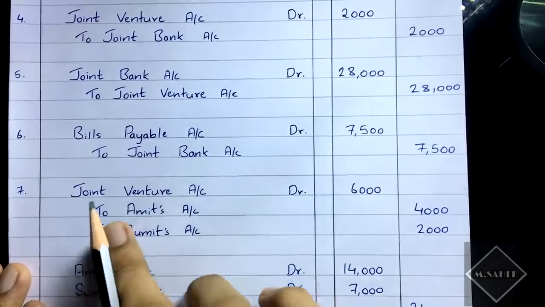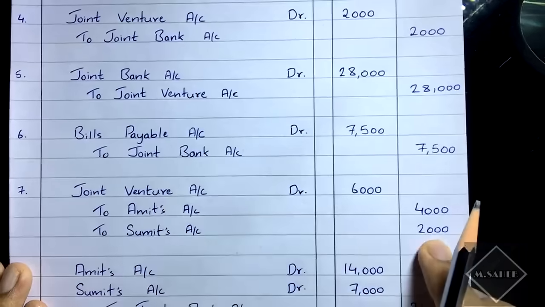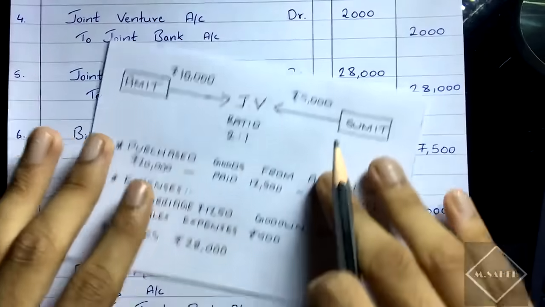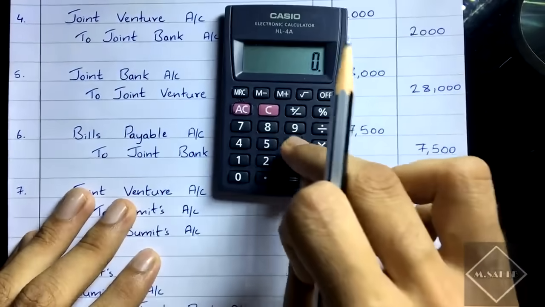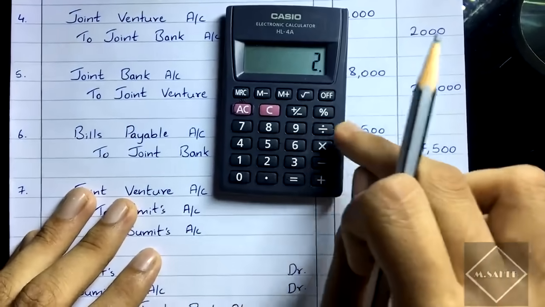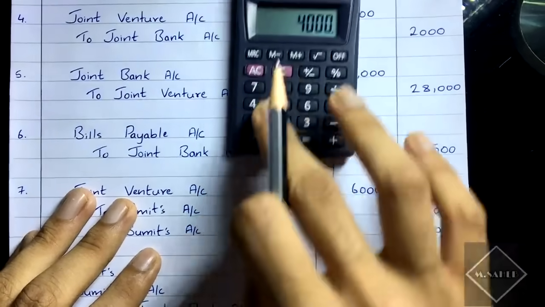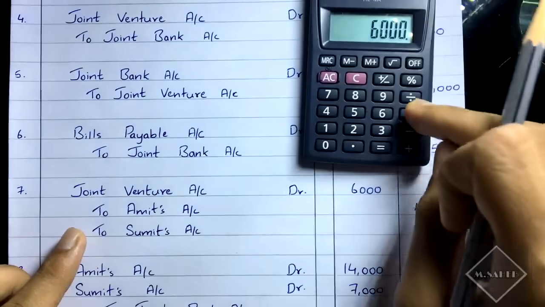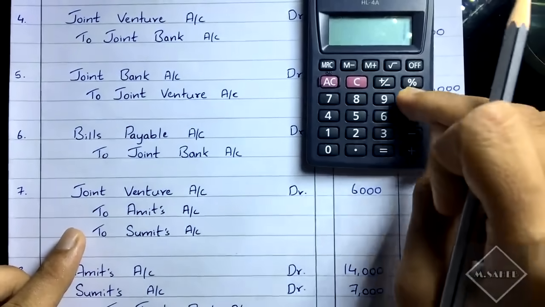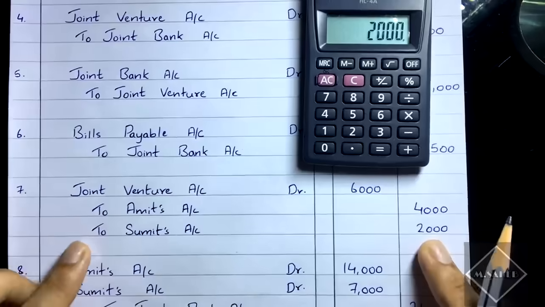It will go to Amit and Sumit, in their profit sharing ratio. Their profit sharing ratio is 2:1, right? So share it in that ratio. See, 6,000 into 2 divided by 3 is equal to 4,000. So 4,000 will go to Amit. And then 6,000 into 1 divided by 3 is equal to 2,000. So 2,000 will go to Sumit.